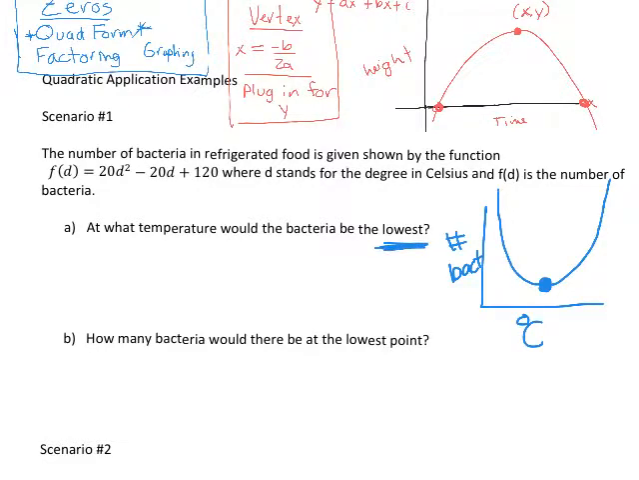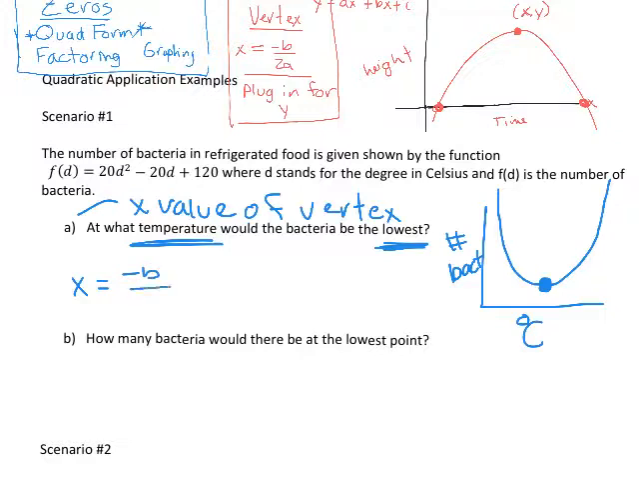Also in this problem, it says at what temperature. So I see temperature and lowest. When I see lowest, I know I'm talking about vertex. When I see temperature, that is my x-axis. So this problem right here is asking me for the x value of the vertex. The x value of the vertex is x equals negative b over 2a.